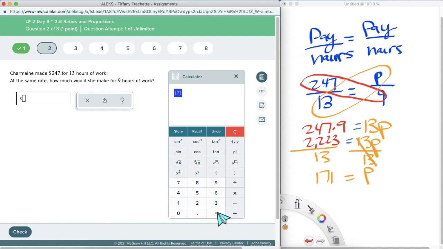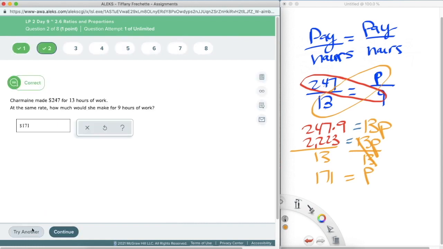It's not always as easy to do it that way, but you can do it that way if you want, bringing it down basically to a unit price. So instead of looking at 13 hours, I can look at 1 hour of work. So she gets $19 for every 1 hour. If she works 9 hours, we just multiply by 9. So it's just 2 ways to do the same problem. Oops. Help if I'm typing that in right. There we go. Okay, next.